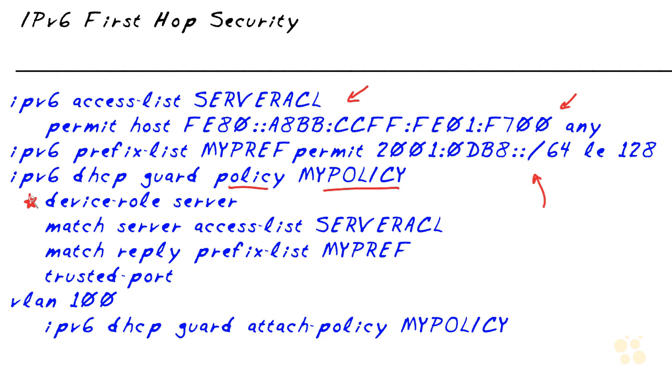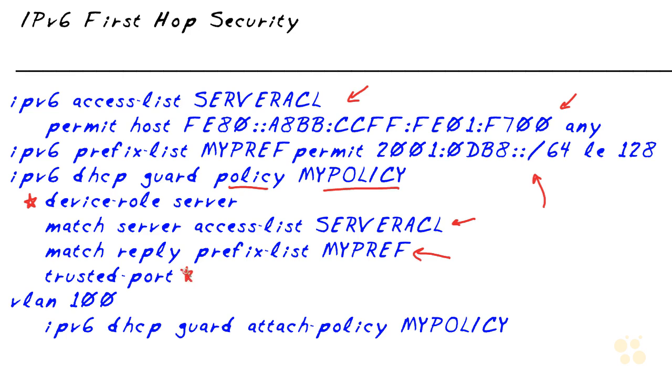Look familiar? With our RA guard, we had device roles of host or router. With the DHCP guard feature, we have device roles of client or server. Here, it's our server device role, and we have to be a server at a specific address. That's what we use the IPv6 access list for. So we can check the address of the server. We can even use the prefix list to check the prefix that the DHCP server is issuing. How cool.